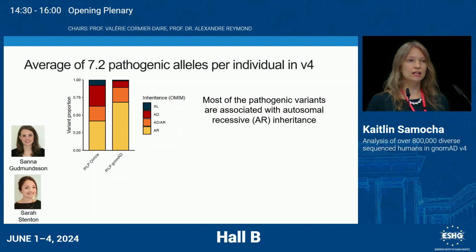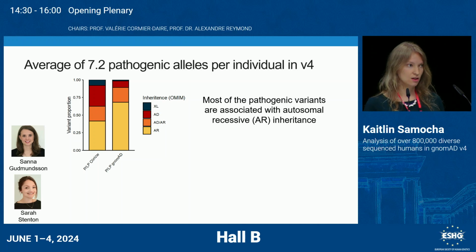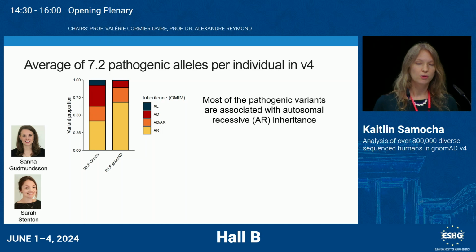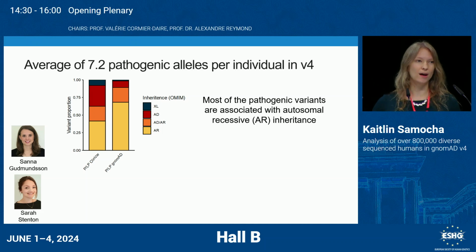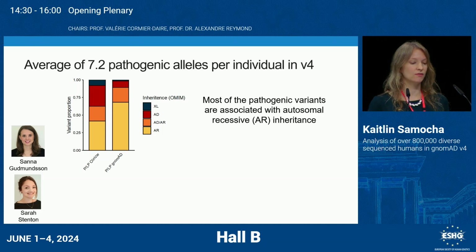So Sanna was looking into the known inheritance patterns for these variants in ClinVar, and we see an average of about 7.2 pathogenic alleles per person, but almost all of them are associated with autosomal recessive inheritance, which is what we would expect. So on the plot on the left, she's comparing the inheritance of likely pathogenic variants in ClinVar compared to gnomAD. And in gnomAD, you can see an expansion of this yellow bar for autosomal recessive, and really a shrinking of those associated with X-linked or autosomal dominant inheritance. But they're not completely absent.